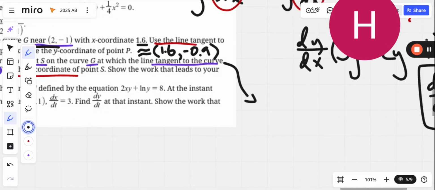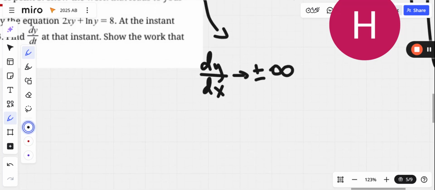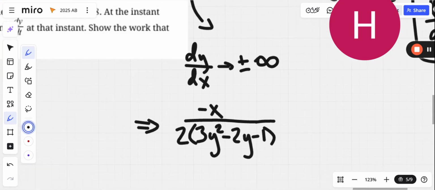If the line tangent to the curve is vertical, that means that dy/dx is approaching like 1 over 0 in some kind of way. Maybe from the left, maybe from the right. The point is that the derivative, the slope, is approaching plus or minus infinity. And when would that happen? Well, that would happen if this fraction had a 0 in the denominator, or I should say the denominator goes to 0.